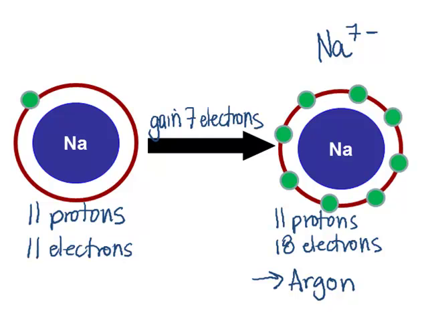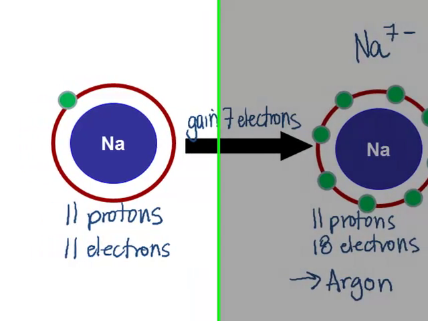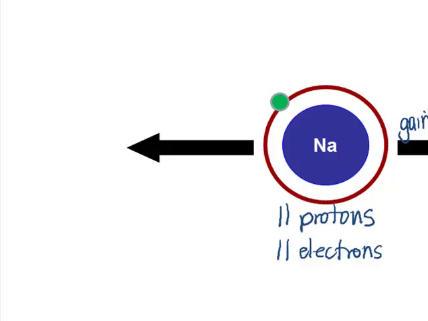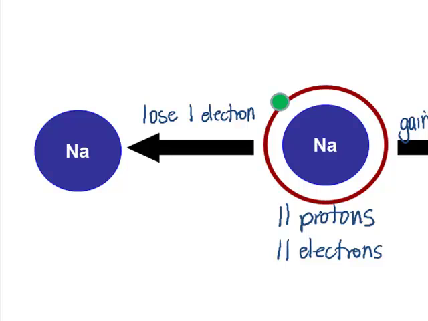Fortunately for sodium, there's another option. Instead of gaining 7 electrons, sodium also has the option of losing the 1 valence electron that it has in its outermost shell. When sodium loses 1 electron, it essentially strips off its outermost shell. And what's underneath that shell? Well, the complete second shell that was formed before that final valence electron was added to the sodium atom.